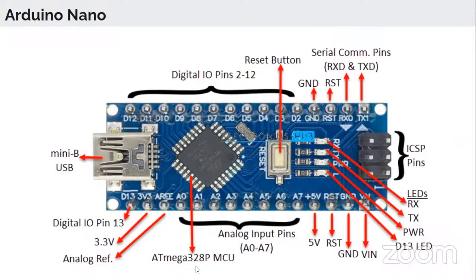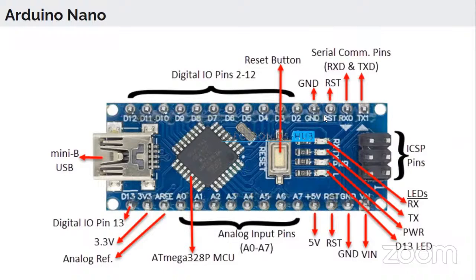So here as well there are several analog pins given, like A0 to A7. Then there are digital pins given from D2 to D12. Here the D13 pin is also given. So there are in total 14 digital pins here also. If I say the digital pins are ranging from 2 to 13.